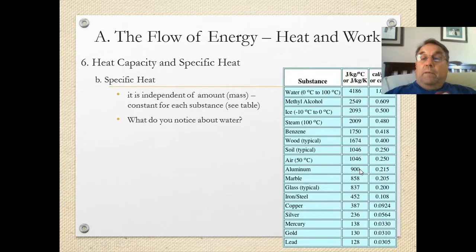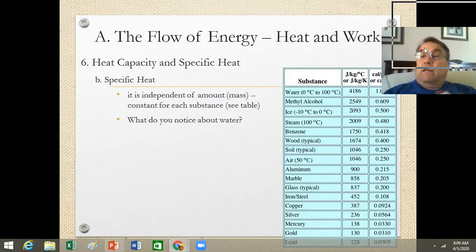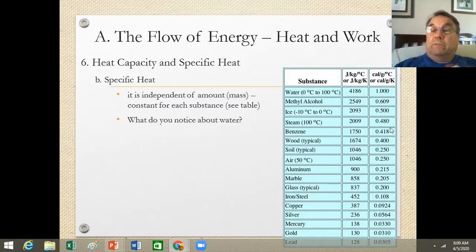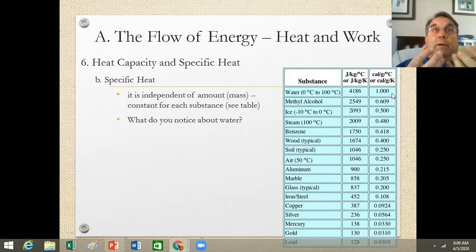a table, and if you notice, water has an unusually high specific heat. If we look at iron, it's way down here. Water's almost 10 times greater in its specific heat. So if you heat up 100 grams of water and 100 grams of iron, you're heating them up the same, but the iron will get a lot hotter than the water will, which is hard to get your brain around. You're heating them up the same, but one is changing temperature more than the other.